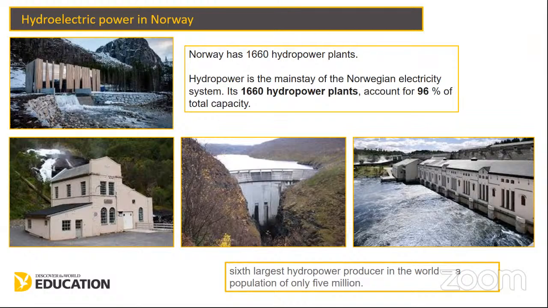So in terms of hydroelectric power, Norway currently has 1,660 hydroelectric power plants, and it really is the mainstay of the Norwegian electricity. They are the 6th largest hydropower producer in the world, with a population of only 5 million. So it is really massive. Everywhere you look, there is hydroelectric power. It really is going from quite small scale power stations to the very large ones that you can see on these images here.